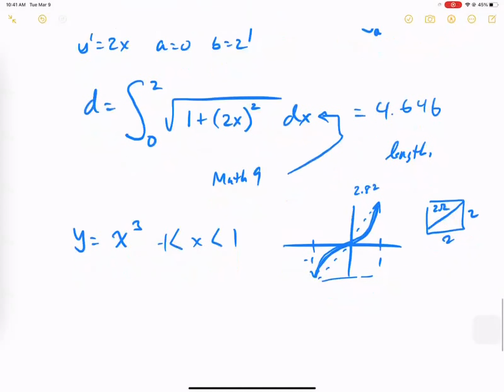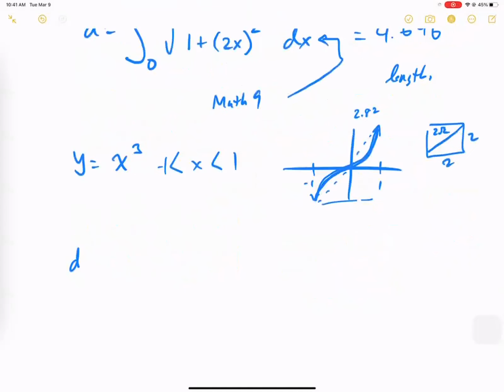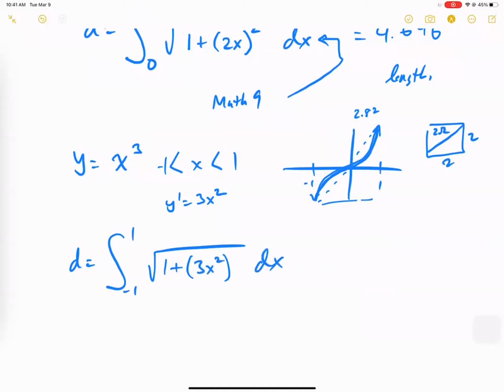Well, just to set it up, d is equal to the integral from negative 1 to 1 of the square root of 1 plus. We don't put x cubed. We're not looking for x cubed. We plug in the derivative. So y prime is equal to 3x squared, 3x squared dx. Whatever number you end up with, that is our length. That's it.